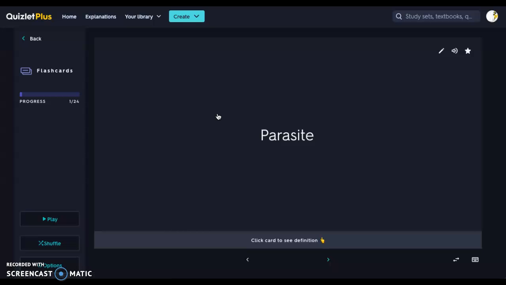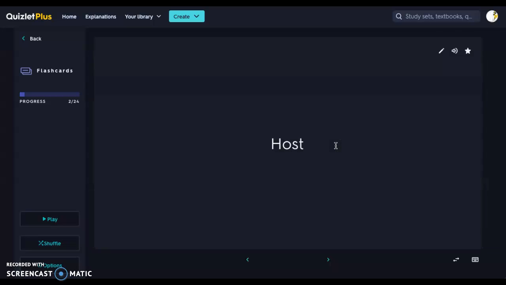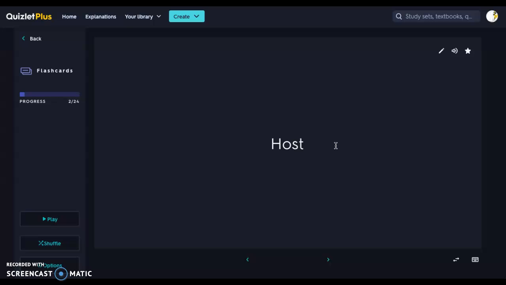So we've already talked about what a parasite is. A parasite is that organism that lives on or in a host and it causes harm. So we need to make sure that we understand that that parasite causes harm. Then we have our host, and that host is an animal or plant on which or in which another organism lives. So an organism can live on you or it can live in you. On average, humans have about 1 pound of microorganisms per 100 pounds of body mass. So you are a host to about 1 to 2 pounds of microorganisms. Those are not necessarily parasites, but they're things that live on or in you.